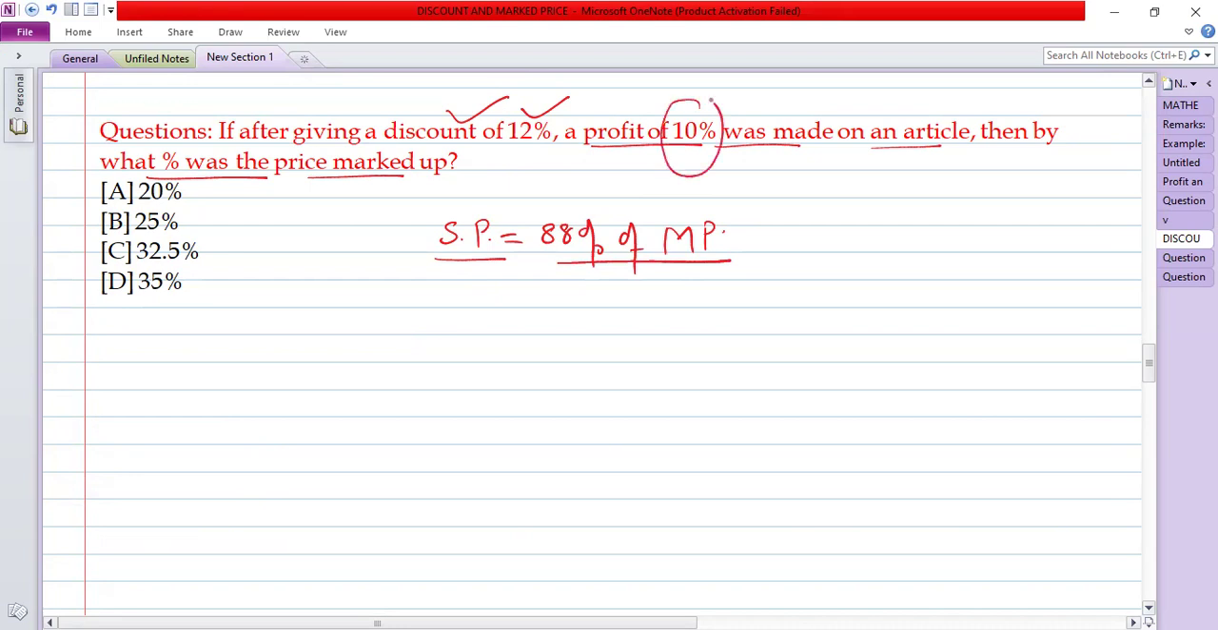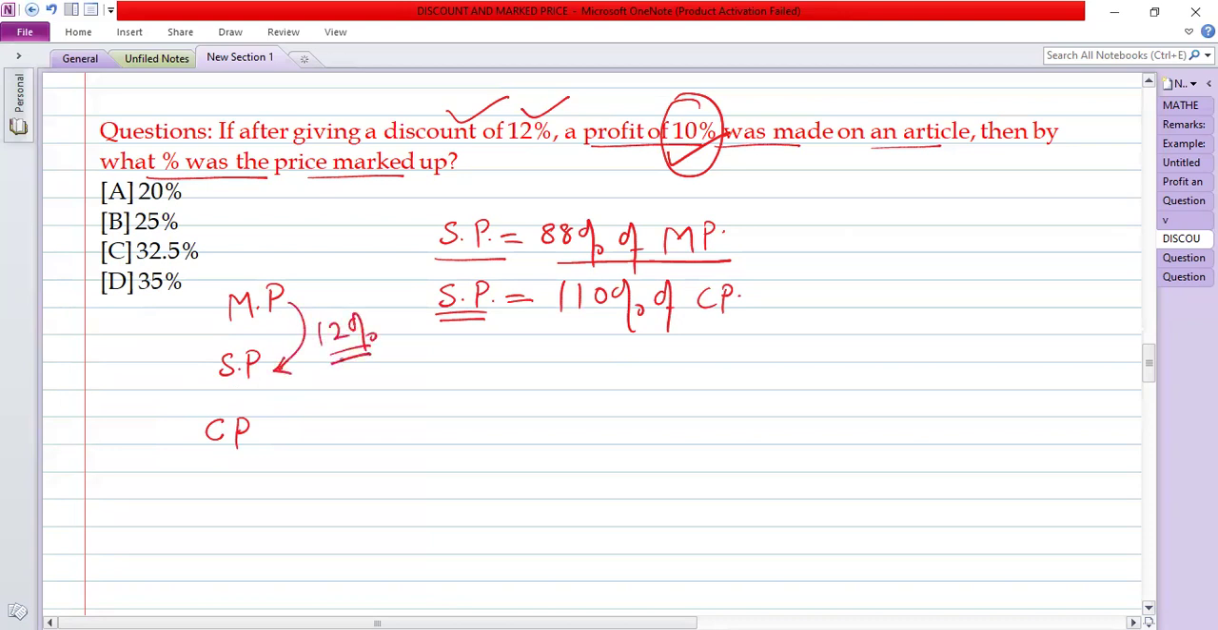And now since profit is 10%, once again, what will be the selling price? It will be 110% of cost price. Okay. So basically here we have cost price, then selling price, and here we have marked price. The discount is 12%, which means the selling price will be 88% of marked price.